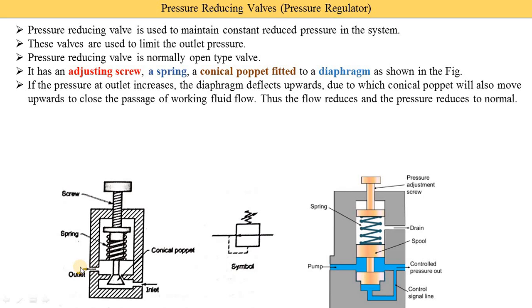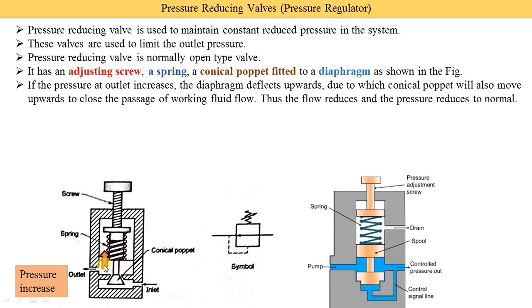If the pressure at the outlet is increased, means this is the outlet side, and this outlet is connected with directional control valves. At this side, if the pressure is increased, then what happens? When the pressure is increased, the oil flows back to this pressure reducing valve and tries to move this diaphragm in the upper direction. This horizontal line indicates the diaphragm. So this diaphragm moves in the upper direction. Then what happens? When this diaphragm moves in the upper direction, this conical poppet also moves in the upper direction because it is connected with the diaphragm.